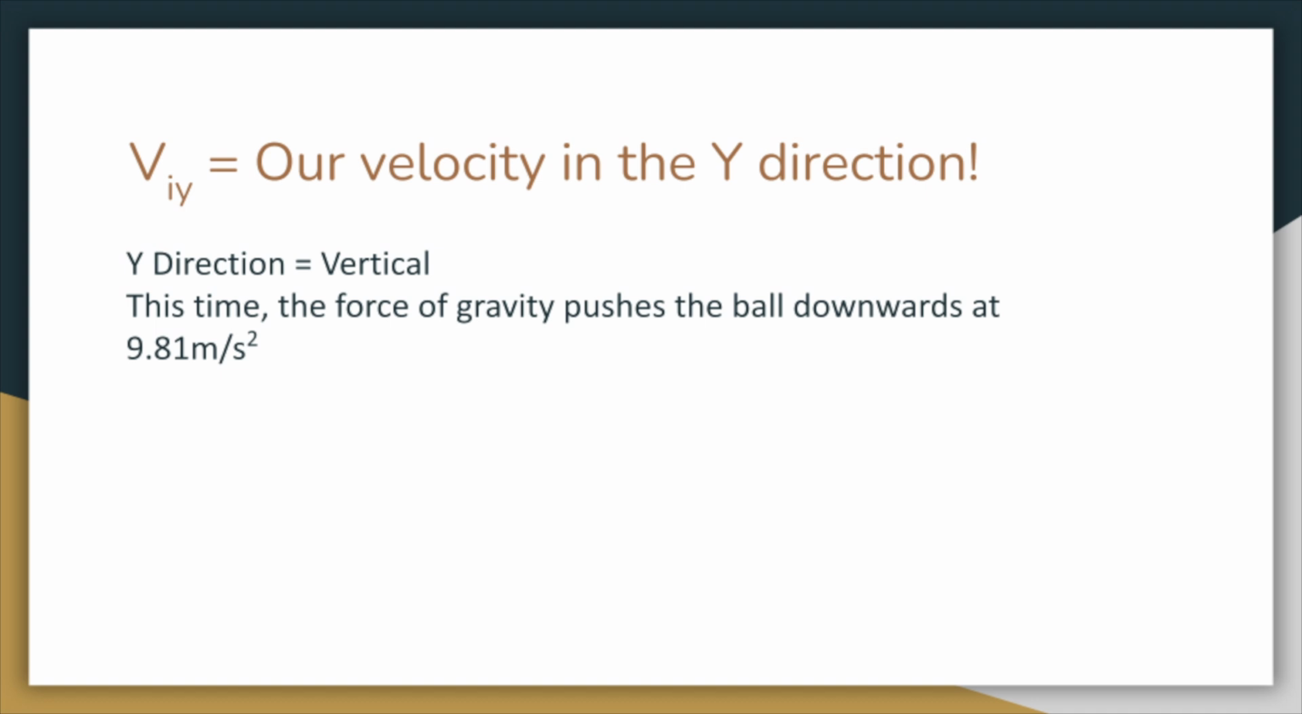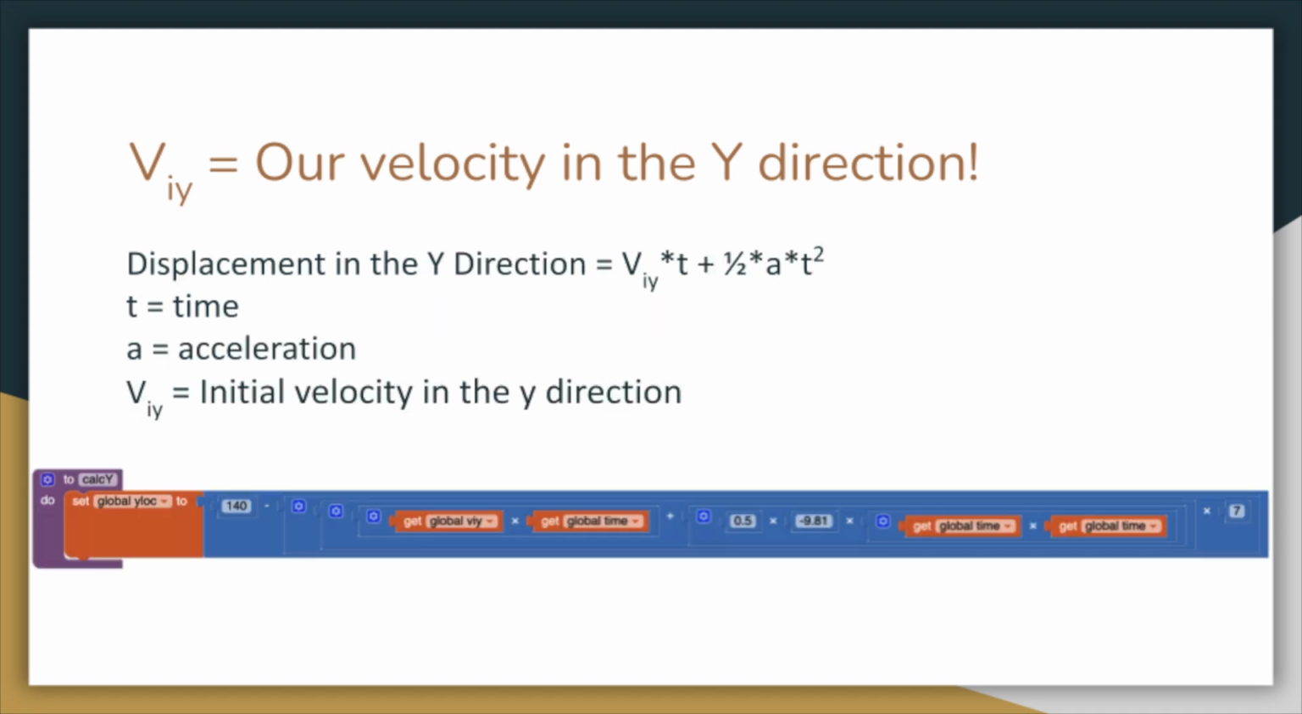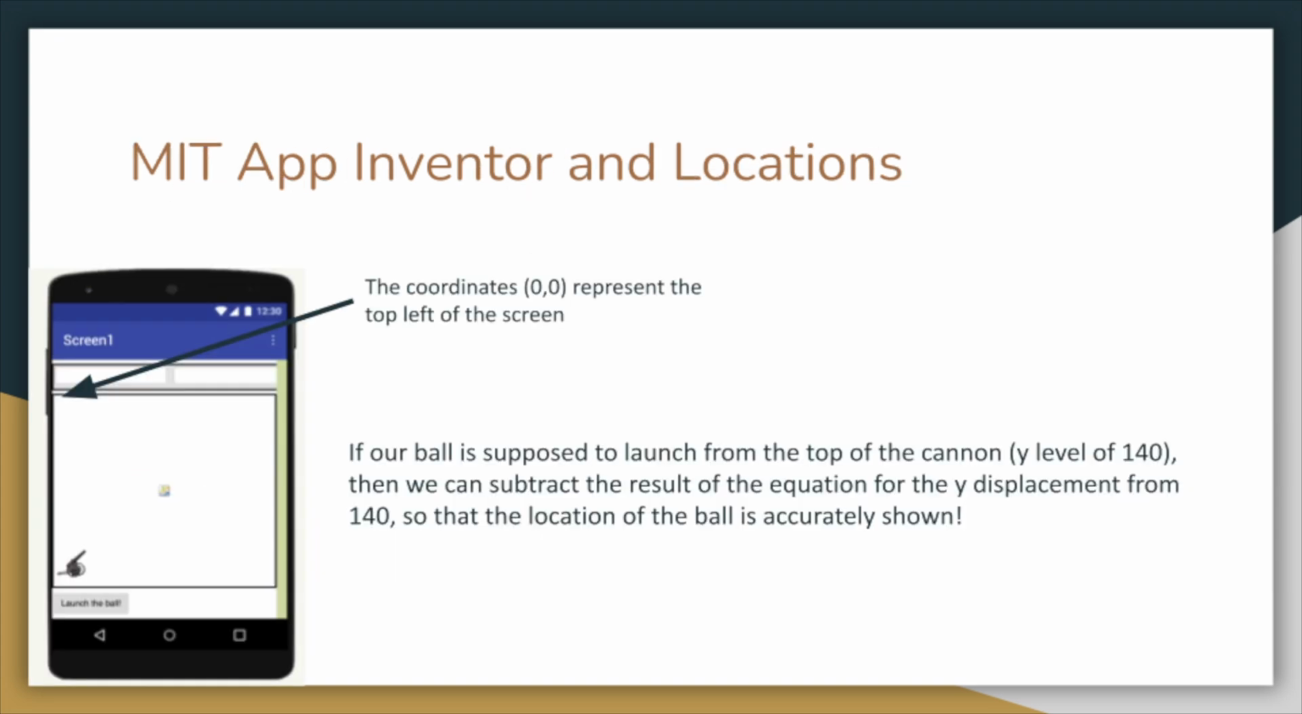In this case, we do have another force acting in the y direction, being gravity, accelerating our ball downwards at 9.81 meters per second squared. To find out the vertical displacement of our ball at a given time, we can use the formula VIT plus 1 over 2 AT squared, where VI represents our initial y velocity, A represents gravity, and T represents our current time.